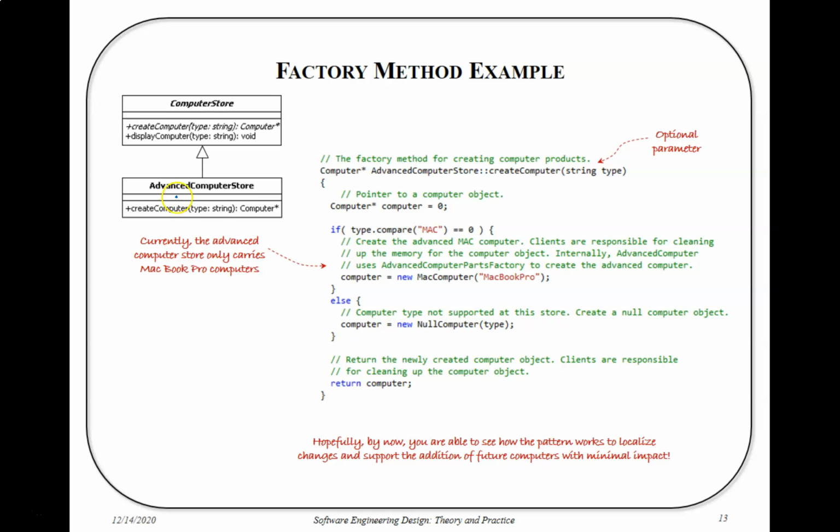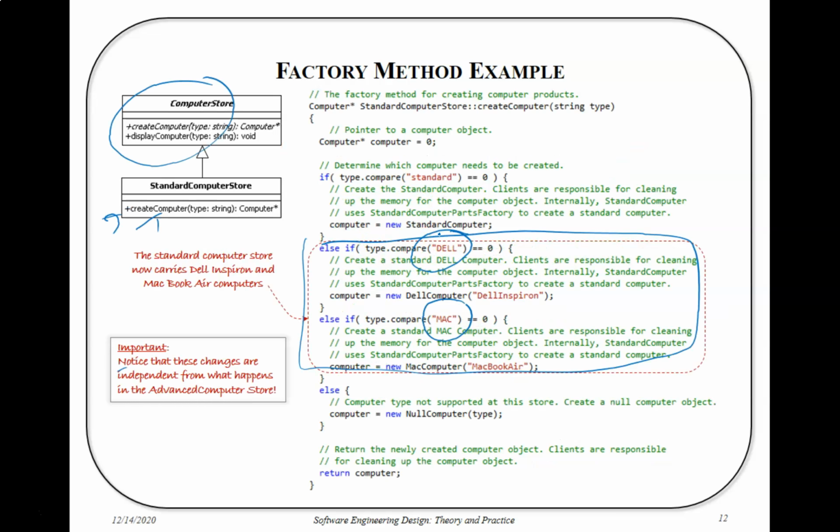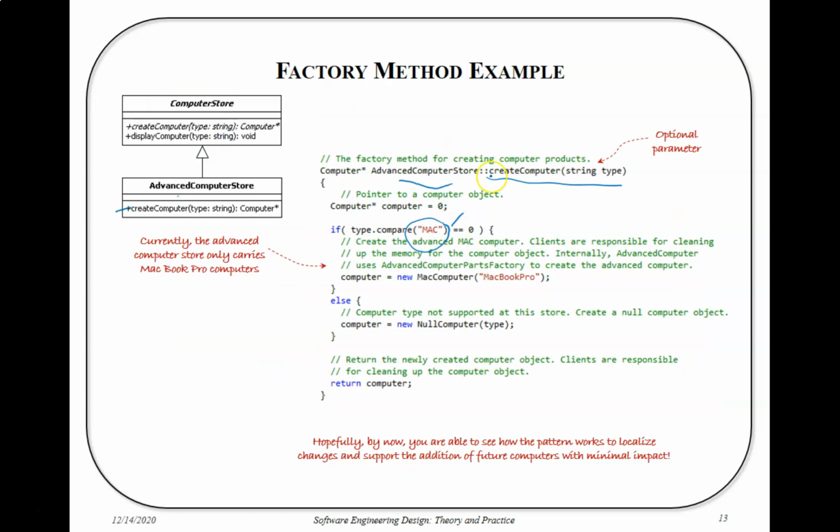This is for the advanced computer. We also implement the create computer method inside the advanced computer store class. So we have, for example, Mac. It's different from the standard, which has Dell and Mac. This one only offers Mac, so just MacBook Pro, for example. And then it also has a null computer as a default because it is optional here.